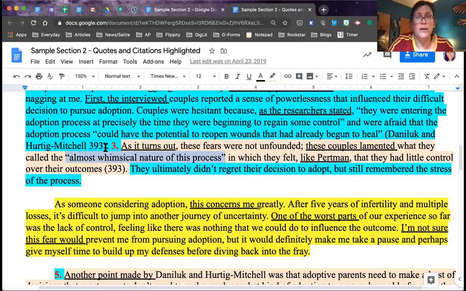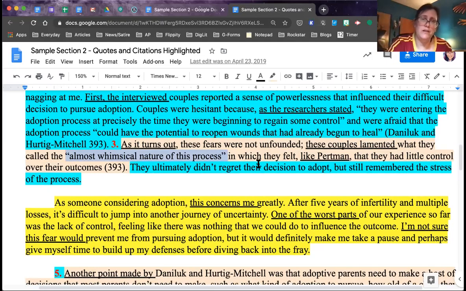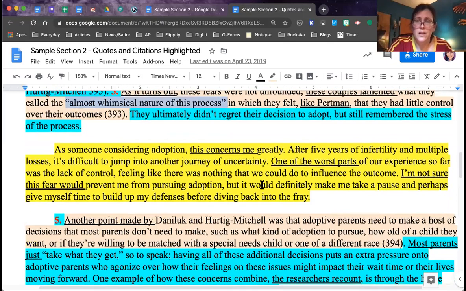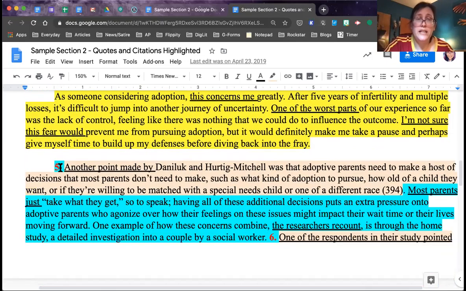I could paraphrase that they were lamenting it. I can paraphrase the fact that they felt they had little control, but the fact that they called it whimsical is definitely something I wanted to leave in quotation marks. This one down here is actually totally a paraphrase. I don't have any quote whatsoever, but it is directly from the book, which you can tell because I cited it. That'll be in the next slide.